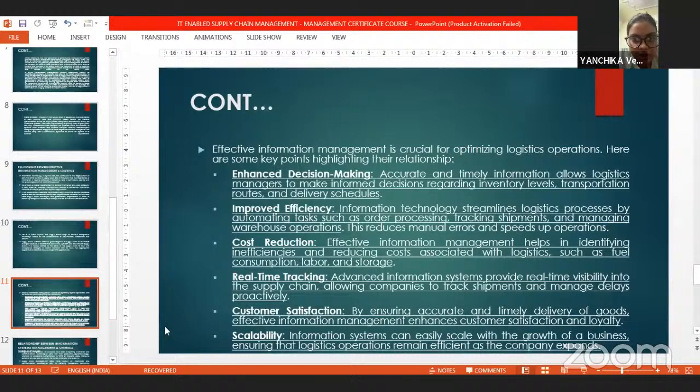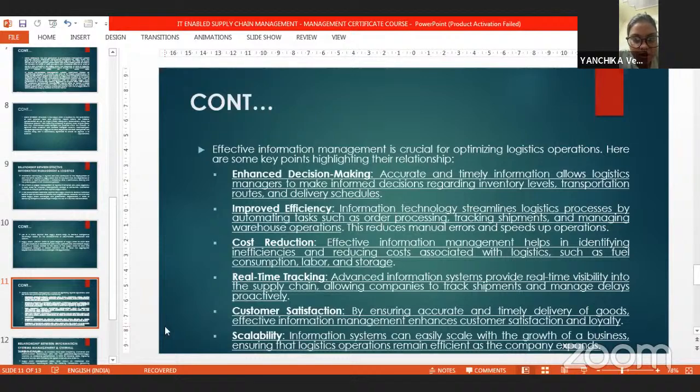Effective information management is crucial for optimizing logistic operations. Here are some key points highlighting their relationship. Enhanced decision making. Accurate and timely information allows logistic managers to make informed decisions regarding inventory levels, transportation routes, and delivery schedules. Improved efficiency. Information technology streamlines logistic processes by automating tasks such as order processing, tracking shipments, and managing warehouse operations. This reduces manual errors and speeds up operations.